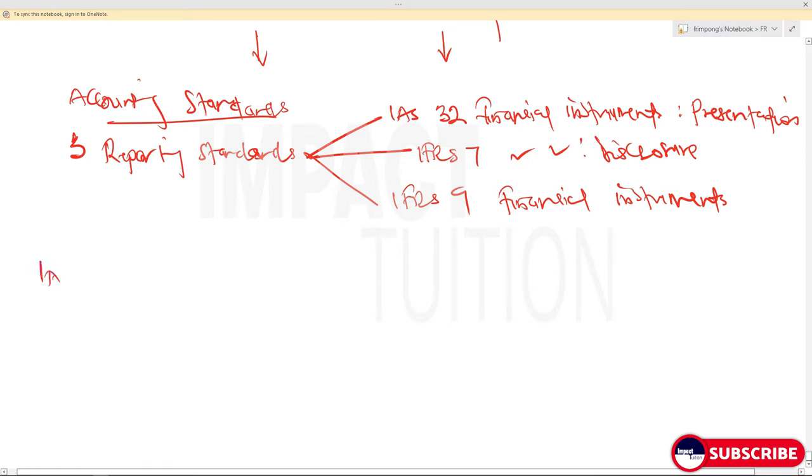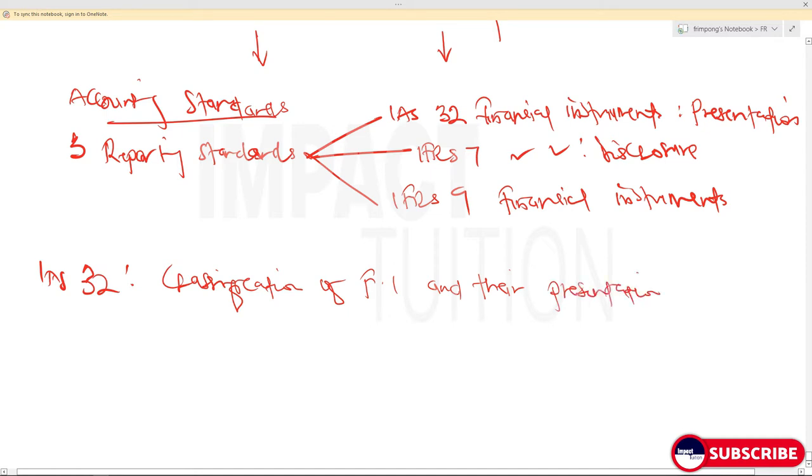Now, IAS 32 deals with the classification of financial instruments and their presentation in the financial statements.